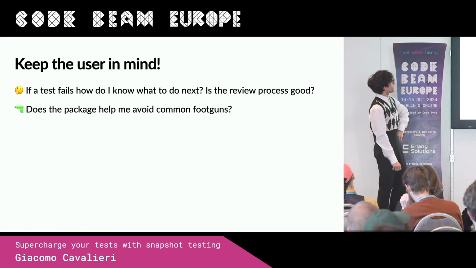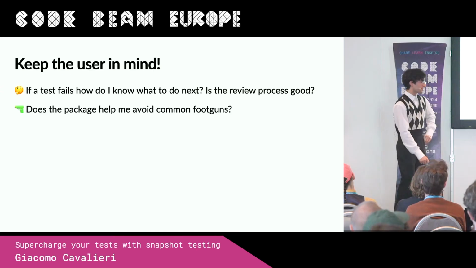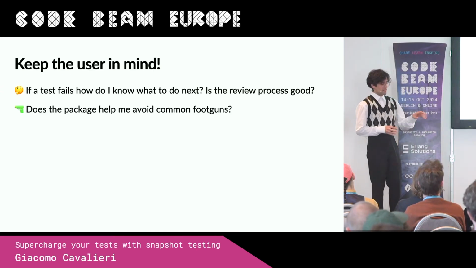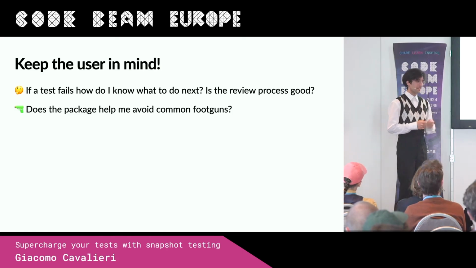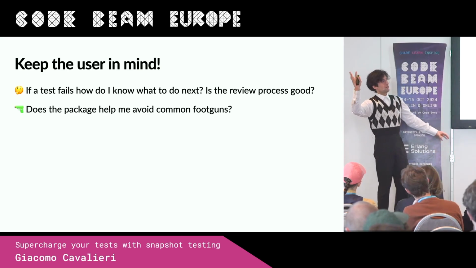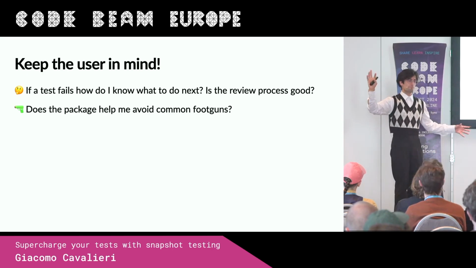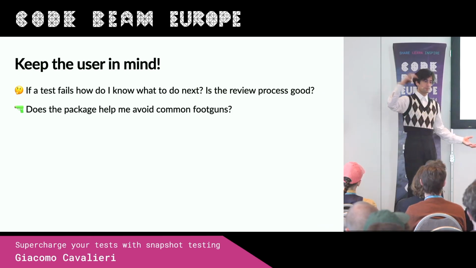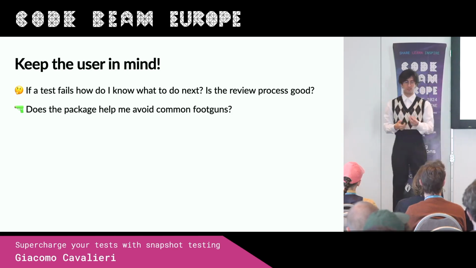Another one, does the package help me avoid common foot guns? And this was really a surprise for me. I might have gone over that a bit quickly, but titles are used to identify snapshots. What happens if you use the same title twice for different snapshots? Well, the thing is, you start getting mysterious failures. Your tests are going to be always failing because one snapshot overrides the other, and things are quite painful to debug if you don't know it.